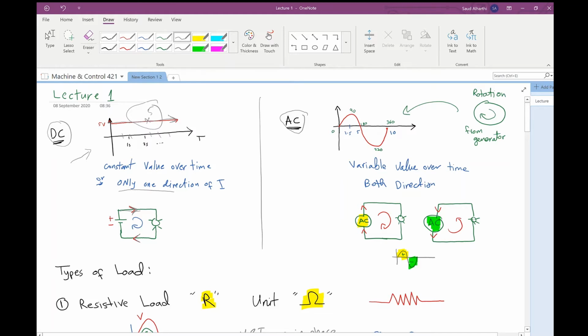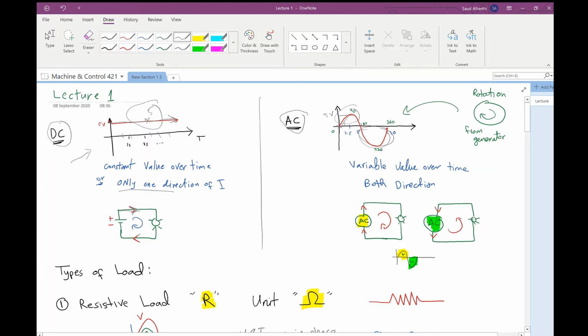While the AC signal will have two directions, positive and negative, and the value is changing with time. So at 2.5 I may get 5 volt, but at the initial time I will get 0 volt. After 1 second I may get 2 volt, and here the negative part.